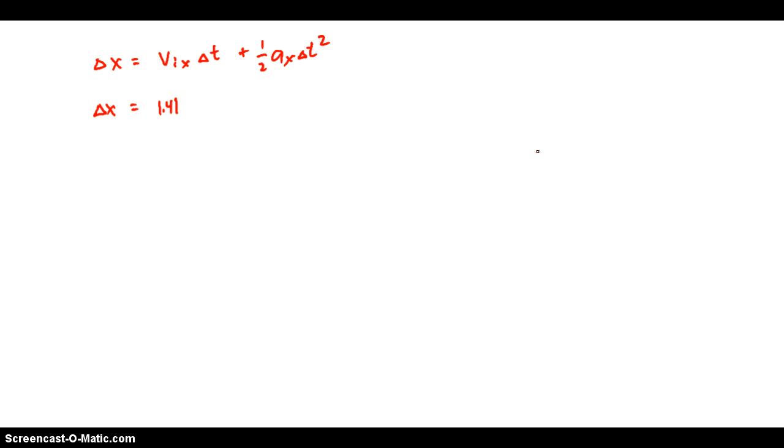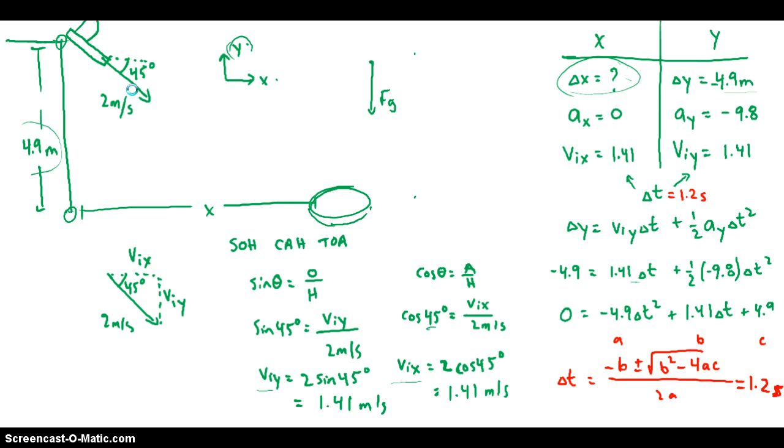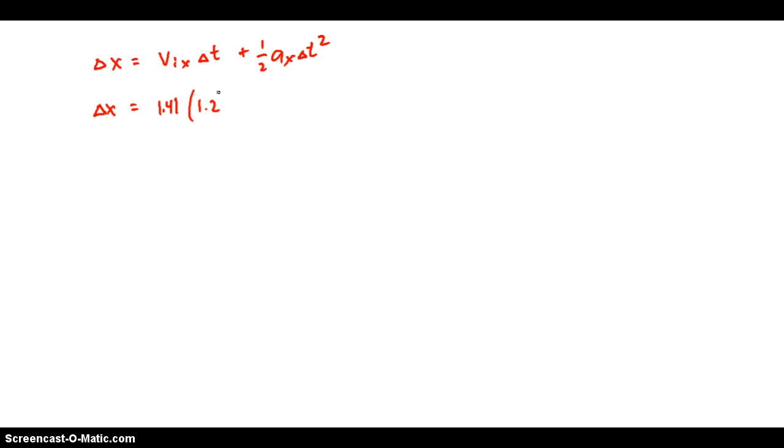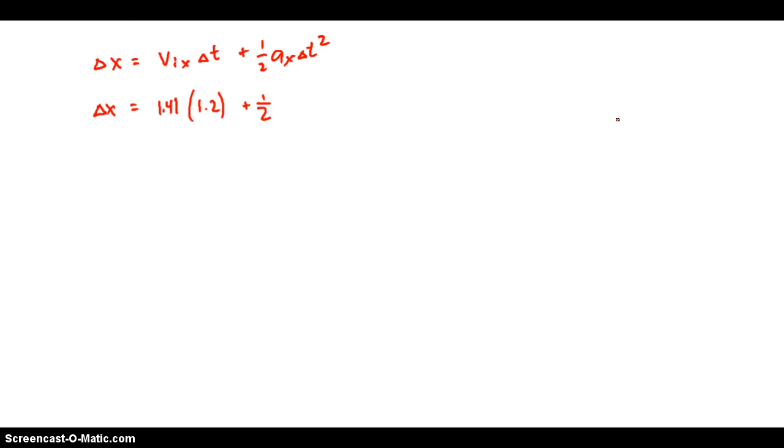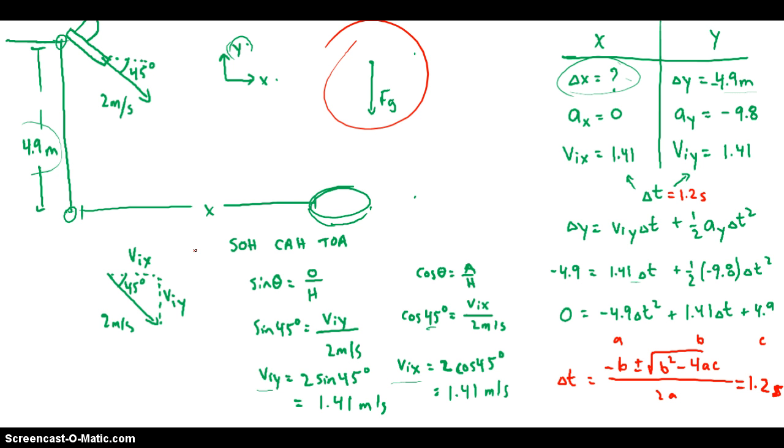You'll have a different number. Delta t we just found to be 1.2. And my acceleration in the x direction, because the only force actually on this is gravity down, is 0 in the x direction. So I just find delta x: multiply those numbers, and you get 1.7 meters.